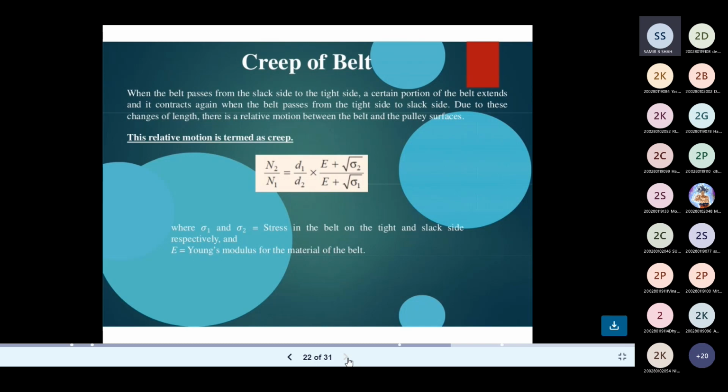So the equation for the creep is the ratio n2 by n1 is equal to d1 by d2 into (E plus sigma 2) divided by (E plus sigma 1). Please remember the equation. Sometimes it may be asked in your exam to define or differentiate between slip and creep, so at that time it is compulsory to write the equation. Or sometimes it is also asked directly as an example for 1 or 2 marks. So at that time it is also important that E is the Young's modulus and sigma 1 and sigma 2 are known as the stresses in the belt on the tight side and slack side.